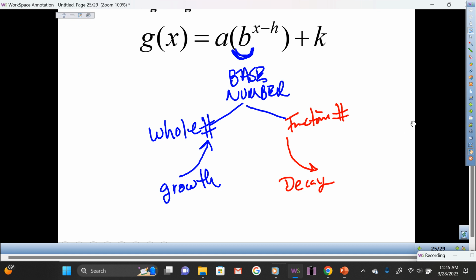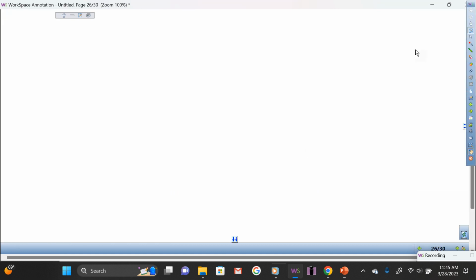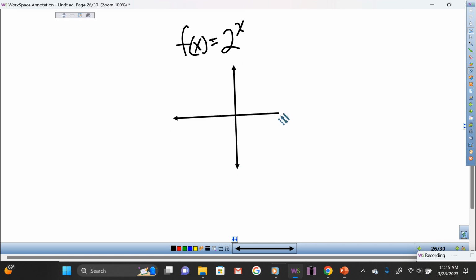So here's the home plate for tonight. Look up to the screen. For tonight, I gave you the parent function. Look up to the screen, you're going to miss it. F of x equals 2 to the x. Now, Frida's going to help us graph that parent function really quick in 30 seconds. What 3 points am I going to use, Frida? 0, 1. 1, 2. 2, 4. 3, 8.